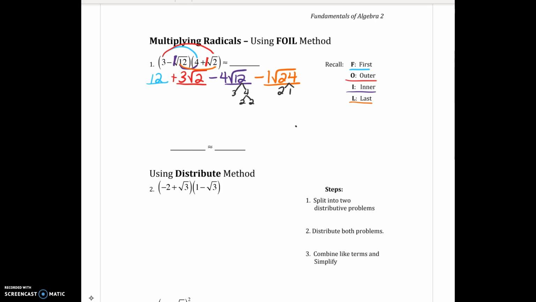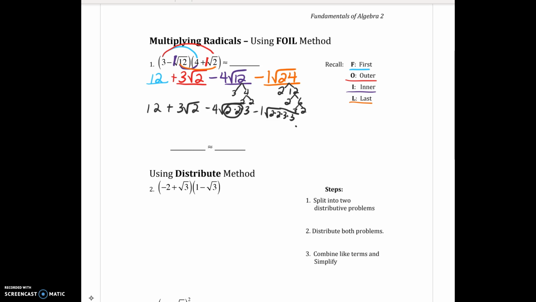Then we're going to do the inners. That's going to be square root 12 times 4. So again, I'll put a 1 in front. We want to do the 1 times 4, so it'll be minus 4 square root of 12. And then our last, we'll do negative square root 12 times square root 2. So that'll be minus the square root of 24.